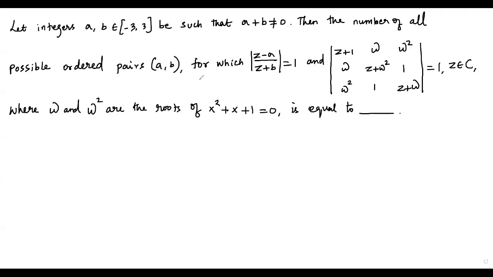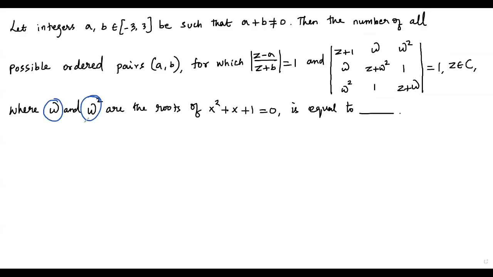So here we have the absolute value of (z - a) over (z + b) equals 1. I must know the value of the complex number z, so that I can plug in the value of z here and solve for a and b, and I'll be able to get the number of all possible ordered pairs (a, b). To get the value of z, we have to use the determinant equation, where the value of this determinant equals 1.